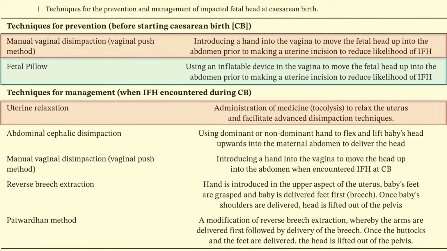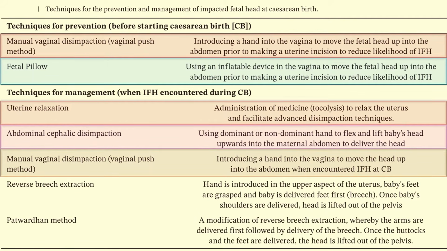Next method is that of the abdominal cephalic disimpaction, which involves using dominant or non-dominant hand to flex and lift the baby's head upward into maternal abdomen to deliver the head. Next method is that of the manual vaginal disimpaction or vaginal push method, which involves introducing a hand into vagina to move the head up into the abdomen when encountered impacted fetal head at cesarean birth.